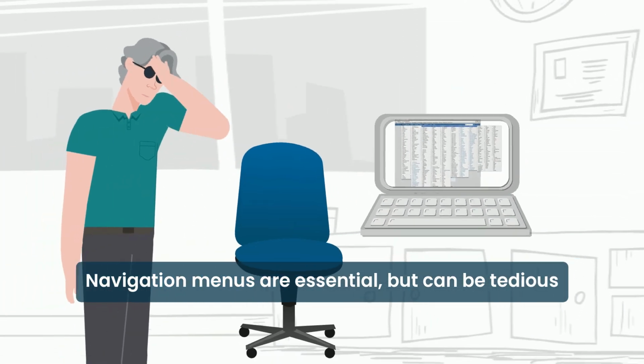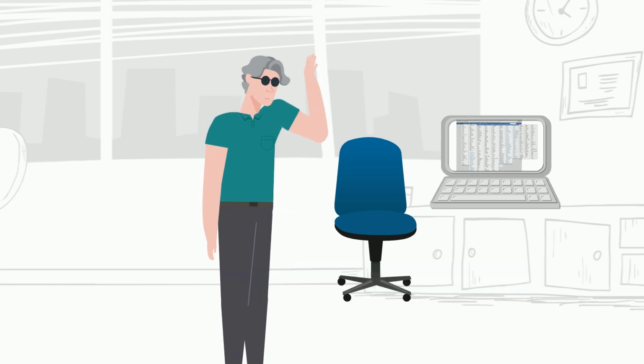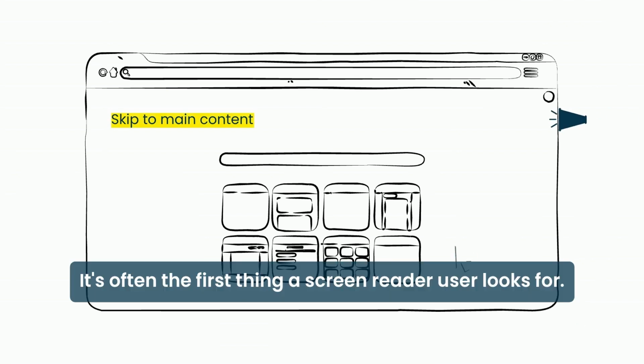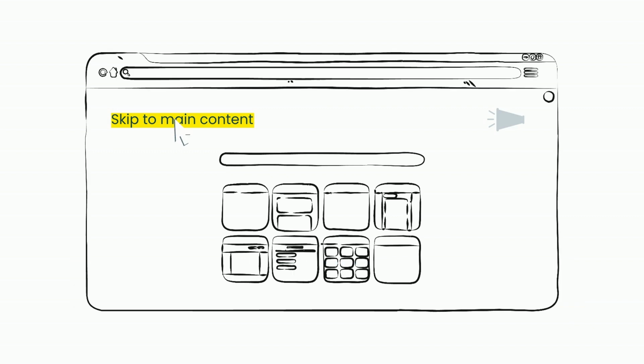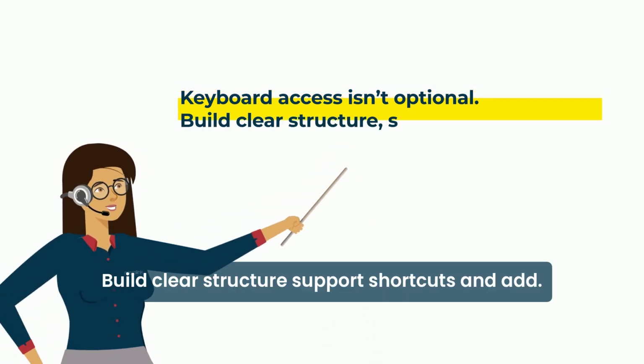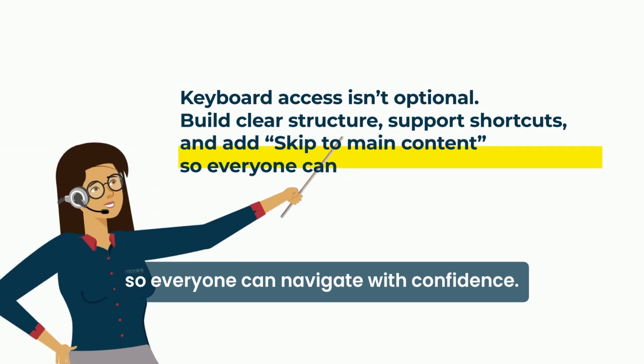Navigation menus are essential, but can be tedious if you have to go through them every time. That's why a skip to main content link is vital. It's often the first thing a screen reader user looks for. Keyboard access isn't optional. Build clear structure, support shortcuts, and add skip to main content so everyone can navigate with confidence.